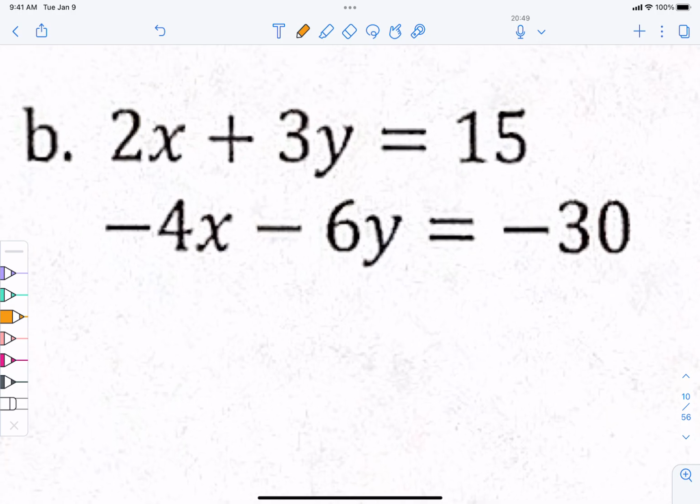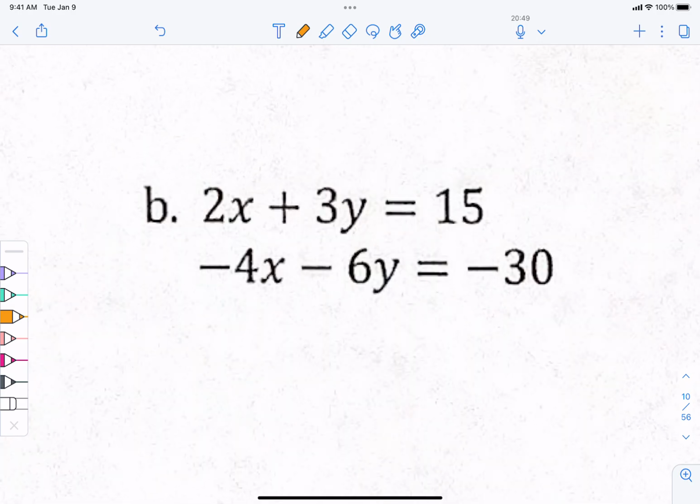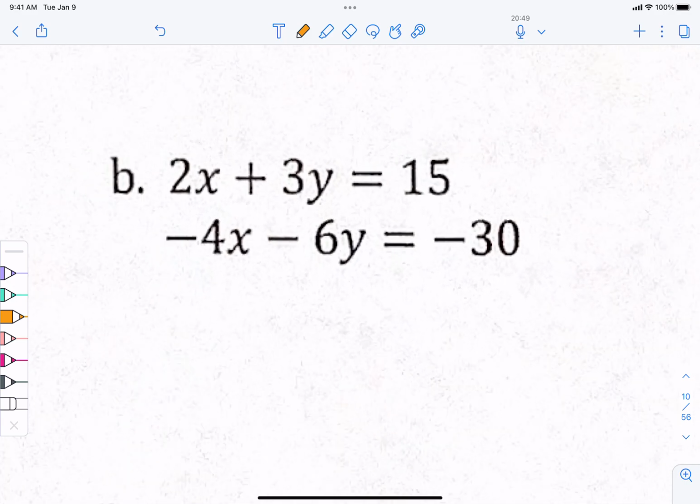Would you like to do substitution or elimination here? Substitution. You want to do substitution? Or do we? I don't care. It doesn't matter. We did elimination on the last one. Should we do substitution on this one? Yeah? Okay, let's do substitution on this one. So, which variable would you like to solve for?